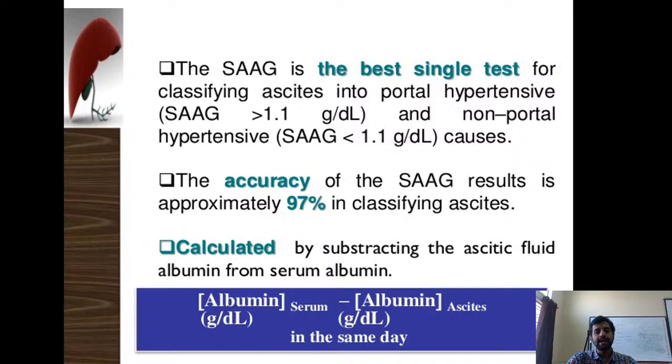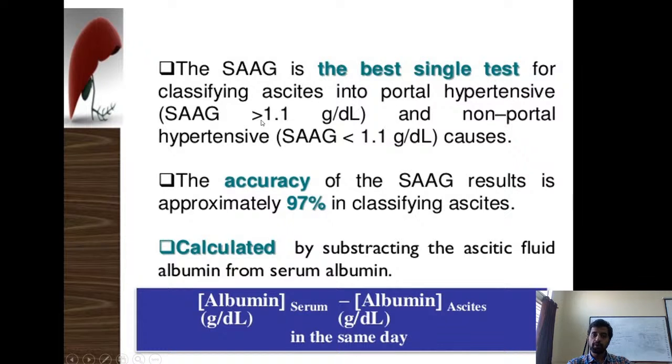And whenever the SAAG is less than 1.1, think of it as decreased oncotic pressure. Whenever the albumin comes down within the blood vessels, or when there is inflammation within the peritoneal wall, fluid just leaks out, and in these cases, the SAAG will be less than 1.1. So this SAAG tells you what is the source of your ascitic fluid. The accuracy of SAAG is approximately 97%. You will be able to classify ascites.